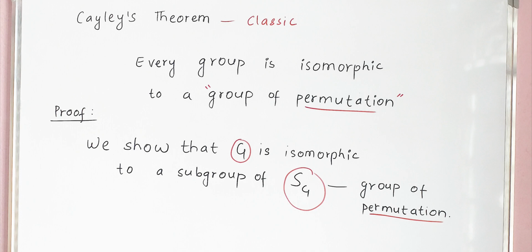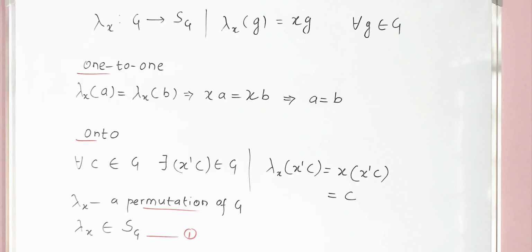So a subgroup of S_G is also a group of permutations, and we show the group G is isomorphic to a subgroup of S_G. Now we consider the elements of the subgroup of S_G. Consider a function lambda_x from G to G, such that lambda_x of g is xg for all g belonging to G.